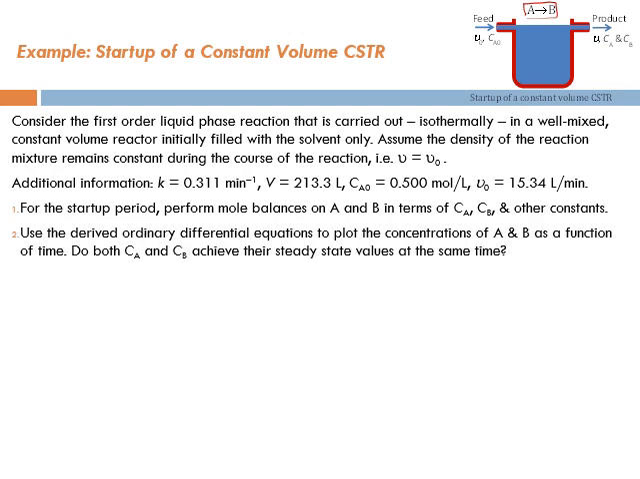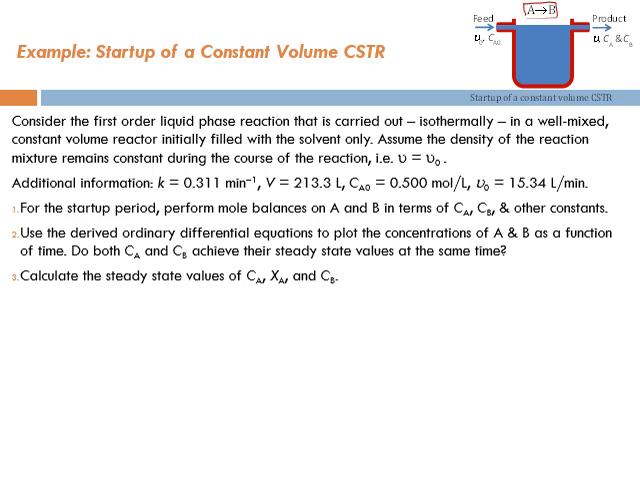Part 2. Use the derived ordinary differential equations to plot the concentration of A and B as a function of time. So you have dCA by dt and dCB by dt as well. You are going to solve these two equations to plot Ca and Cb as a function of time. Do both Ca and Cb achieve their steady state values at the same time? This is the question that you need to answer.